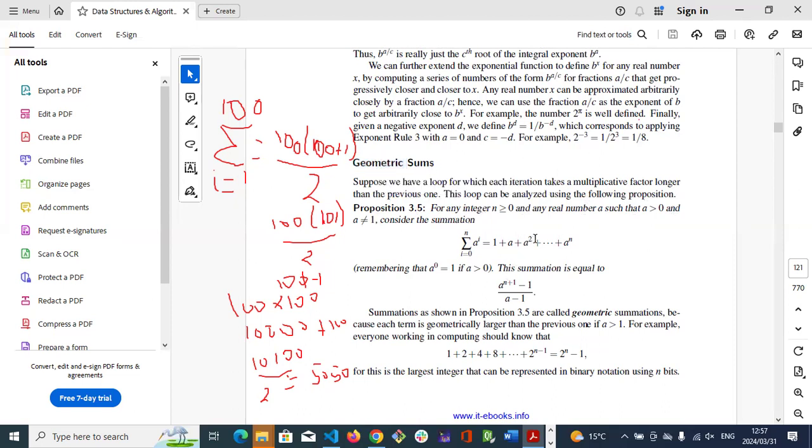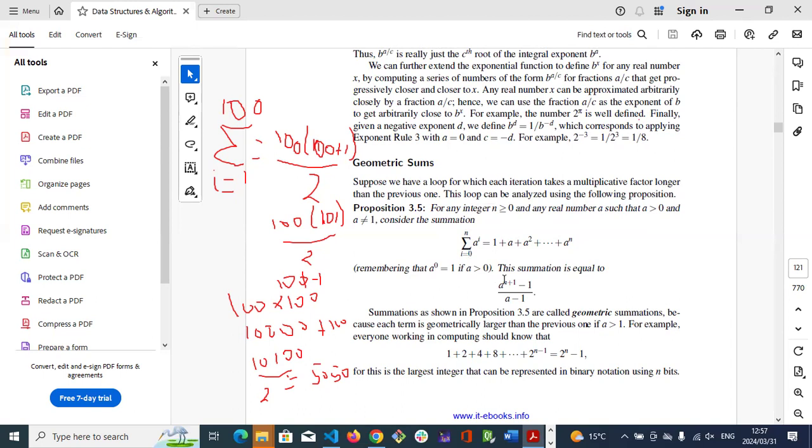We can work on a summation, but a geometric sum means it goes exponentially. We say 1 plus a is the first term, the second addition is a to the power of 2, the third one a to the power of 3, until a to the power of n. Remember that a to the power of 0 is equal to 1.